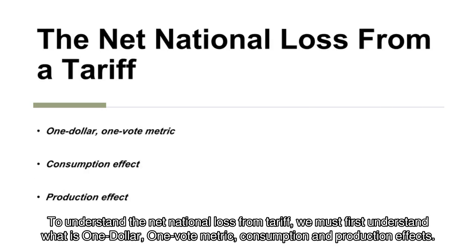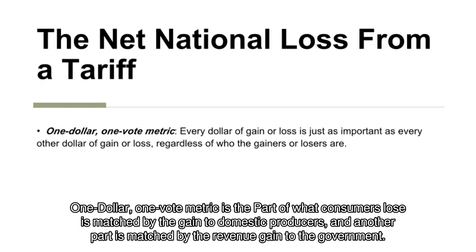To understand the net national loss from tariff, we must first understand what is the $1, one vote metric, consumption and production effects. In the $1, one vote metric, part of what consumers lose is matched by the gain to domestic producers, and another part is matched by the revenue gain to the government.